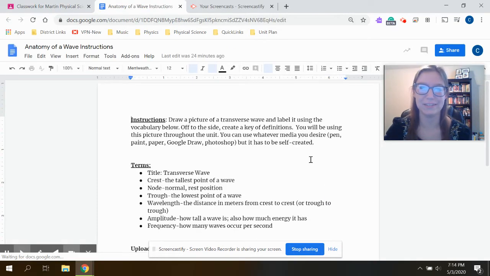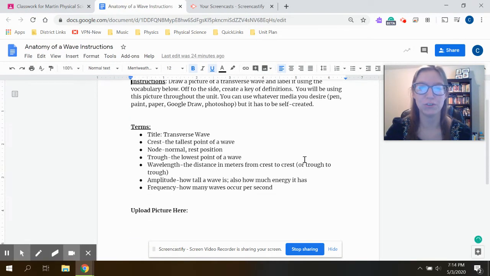I'm going to explain what these terms mean in just a second. But today you are just drawing a picture of a transverse wave. Again, I'll explain what a transverse wave is when we look at our notes. And you're going to label it using the vocabulary below. Off to the side, you're going to create a key that has these terms and these definitions. If you'd like to rewrite a definition in your own terminology, or if you want to look it up, I would recommend that if you Google a definition, make sure you put in waves. Some of these words have a slightly different meaning out of context of science.